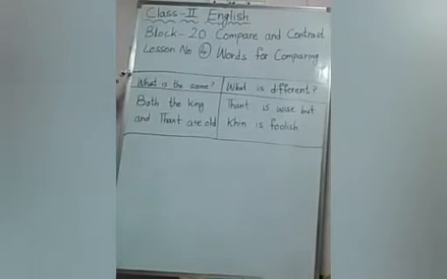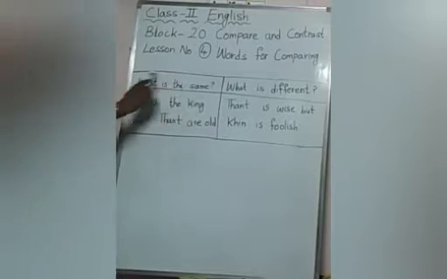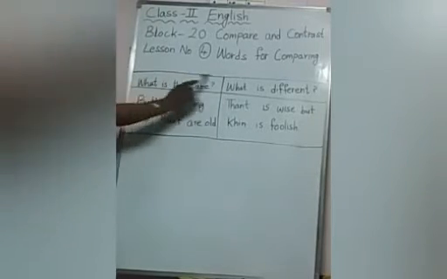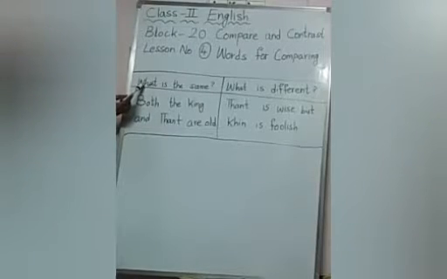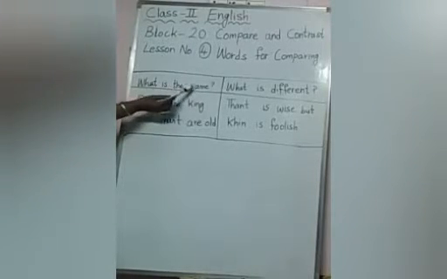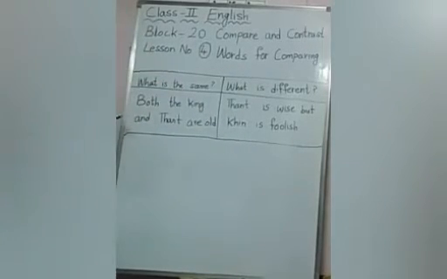Yes, children, now this is a T chart. We will call it T chart. It is in the shape of T. Now I have written on one side what is the same and on the other side what is different. So here some words are there. When we are describing a person or thing, we use those words.